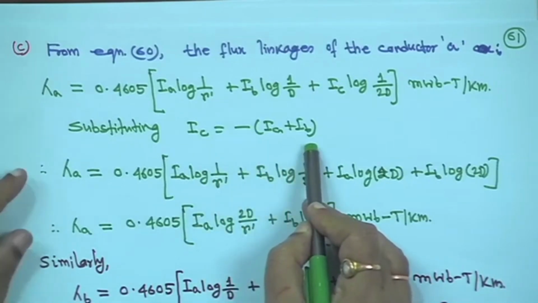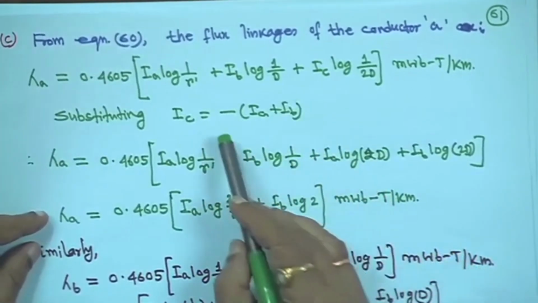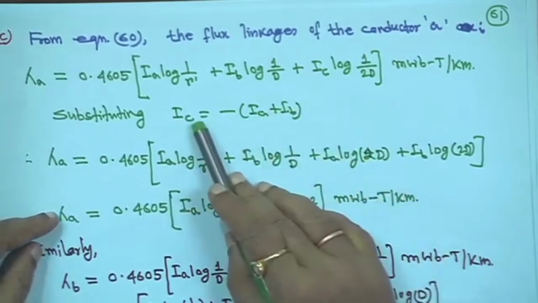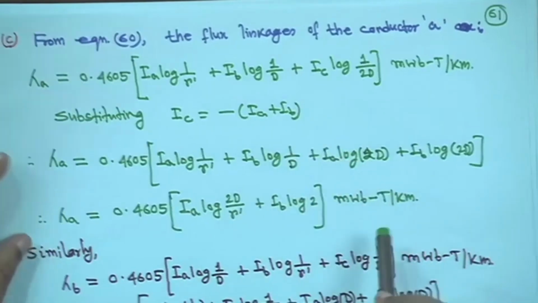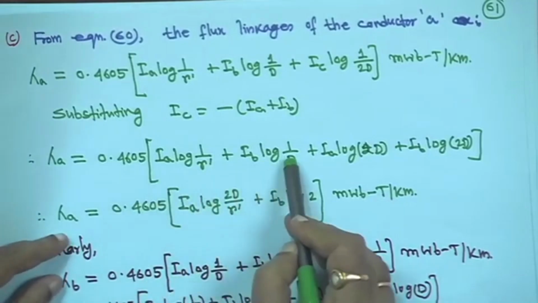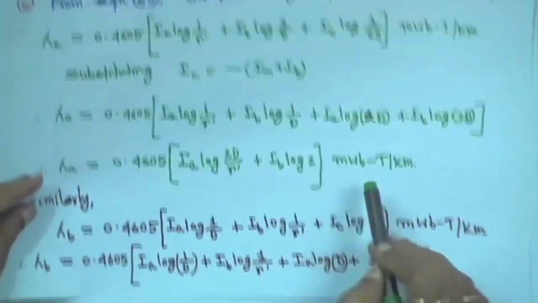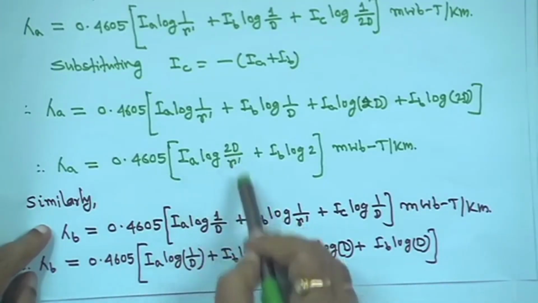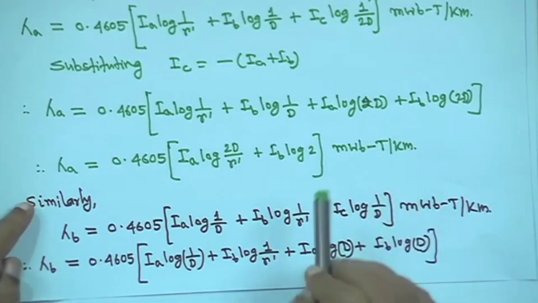Therefore, from this one, IC is equal to minus (IA plus IB). You substitute this in the expression, you substitute IC here, and then simplify, right. If you do so, you will get lambda A is equal to 0.4605 [IA log 1 upon r dash plus IB log 1 upon d plus IA log 2d plus IB log 2d], right. Now if you further simplify, lambda A will be 0.4605 [IA log 2d upon r dash plus IB log 2d] milliweber turns per kilometer, right.